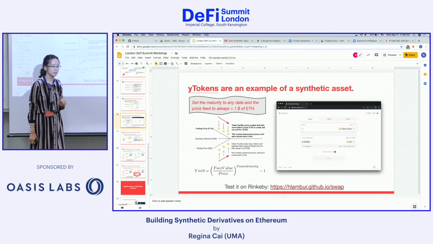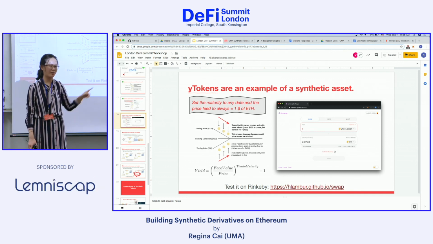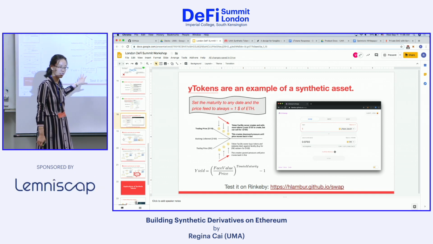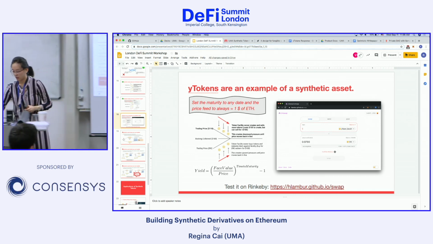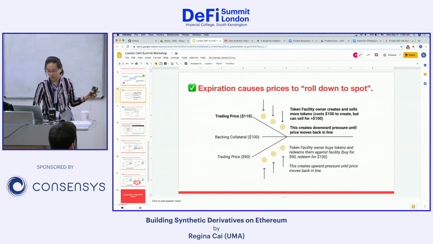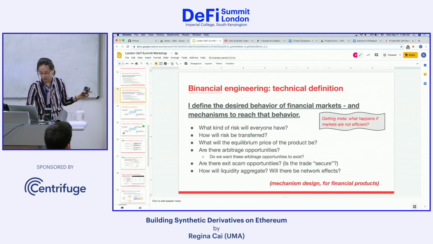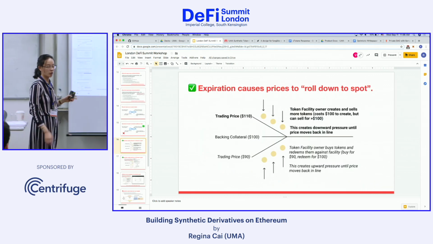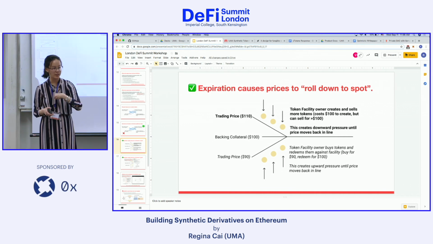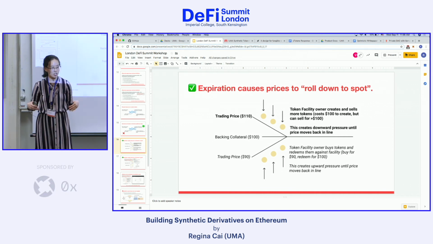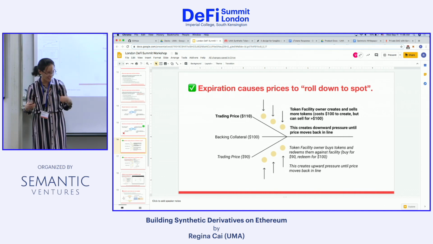But I can do it anytime I want, right? So no, right now we don't design it in that way. We've designed it so that during the lifetime of the token, only the token facility owner can redeem tokens against his own facility. At expiration, anyone holding the token can redeem it against the backing collateral. Thank you.